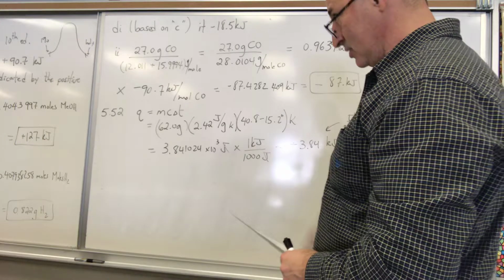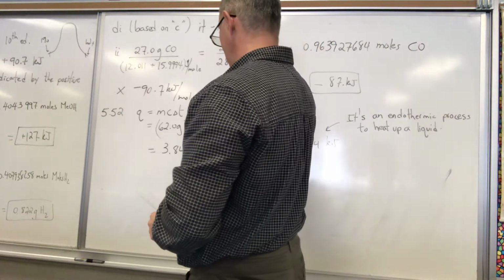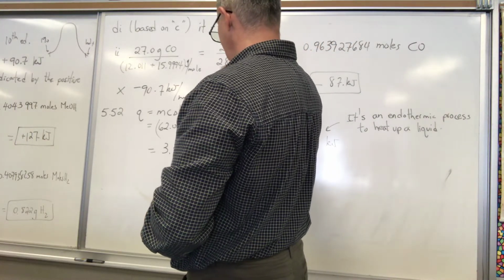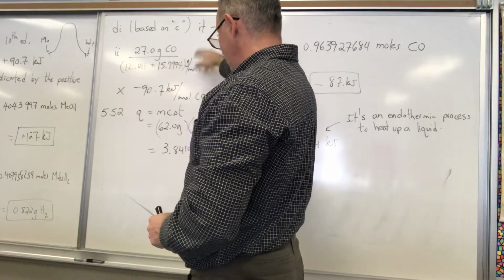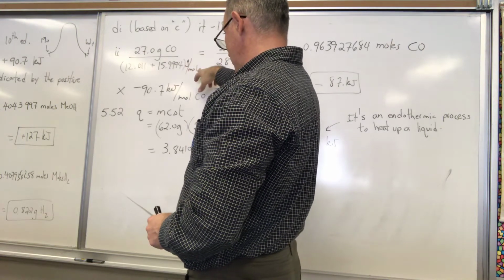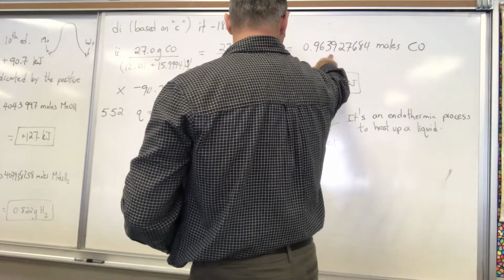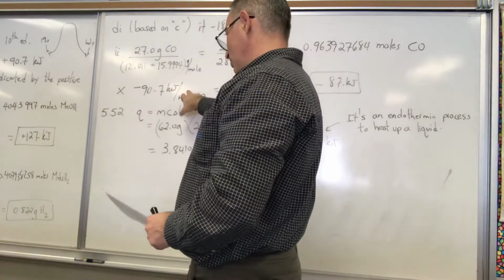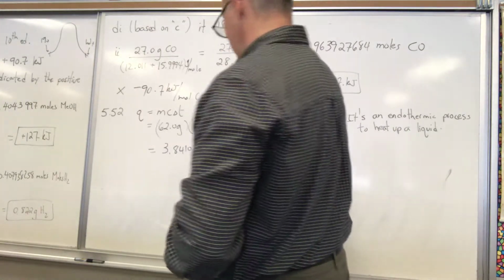Oh, we forgot to answer D of the last question. Basically on that one, they asked us to reverse the reaction, and that's why you get negative 18.5, and it was 27 grams of carbon monoxide. Gives you that many moles of CO times the molar heat for that reaction. That's how you get 87 kilojoules.